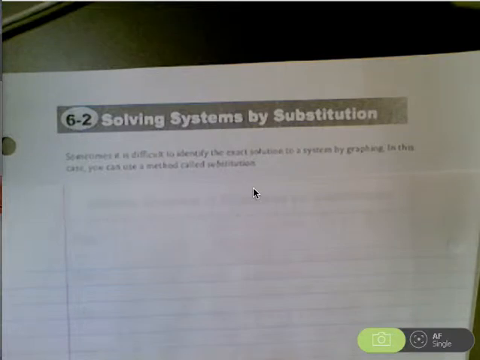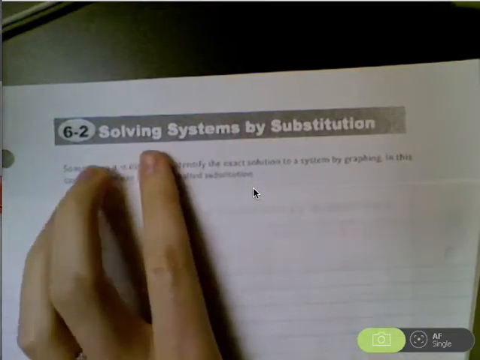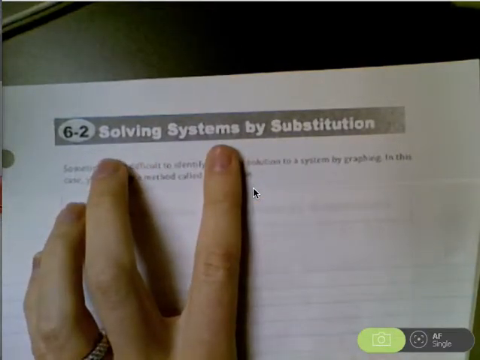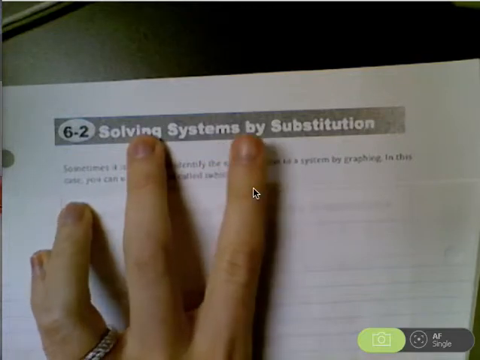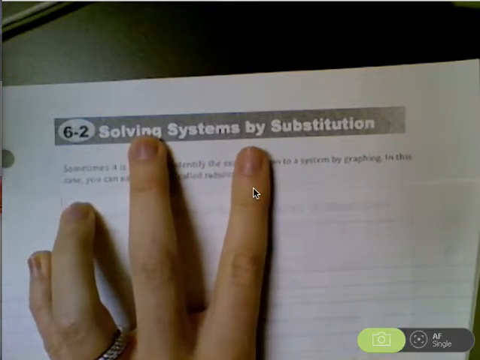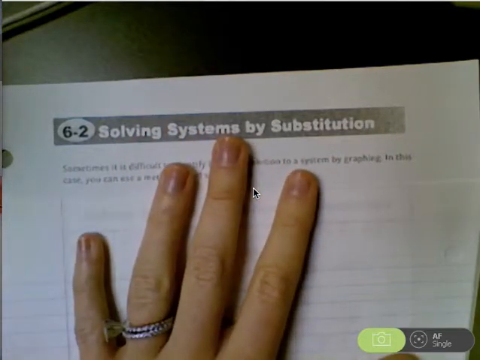So yesterday we talked about how to solve systems by graphing. Today we are still talking about solving systems, but instead of learning how to solve systems by graphing, we're going to learn how to solve systems by substitution.